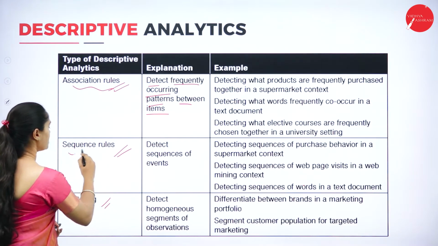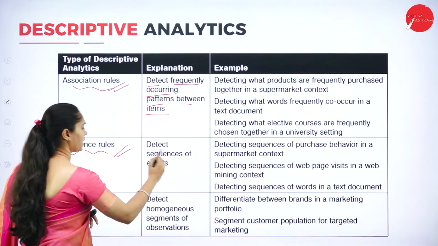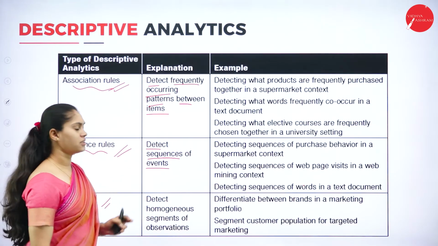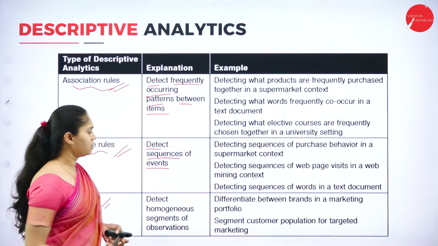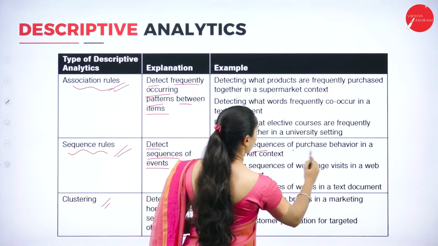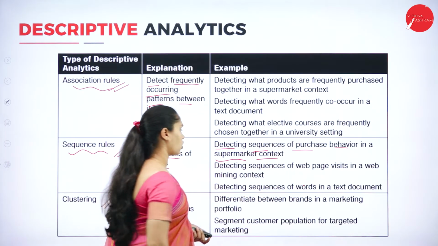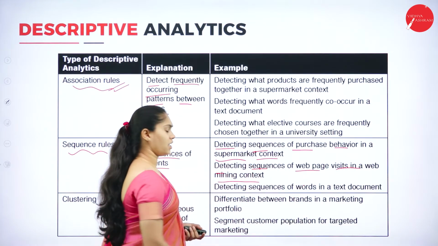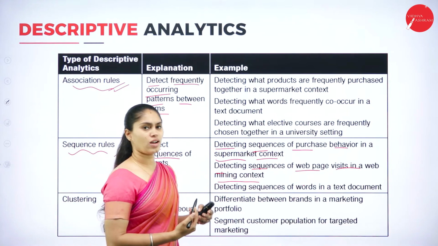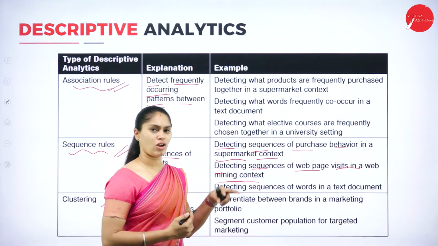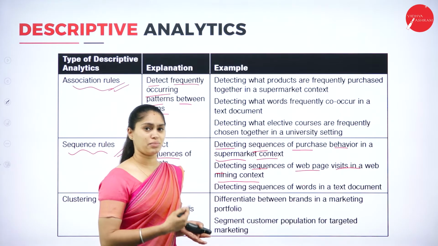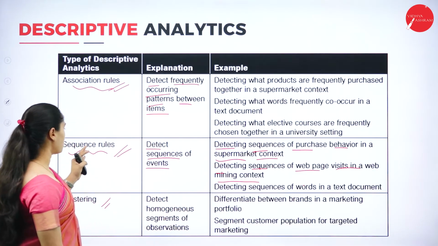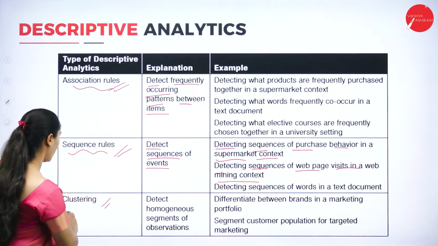We also have sequence rules. Mainly they detect sequences of events, so it is about checking or detecting sequences of events. You can detect the sequence of purchase behavior in a supermarket context, or the sequences of web page visits in a web mining context. For example, if you are scrolling YouTube, at that time we scroll on the shorts, and we can also go to some entertainment videos. That means we are doing something in a sequential manner. That kind of association will be termed sequence rules.